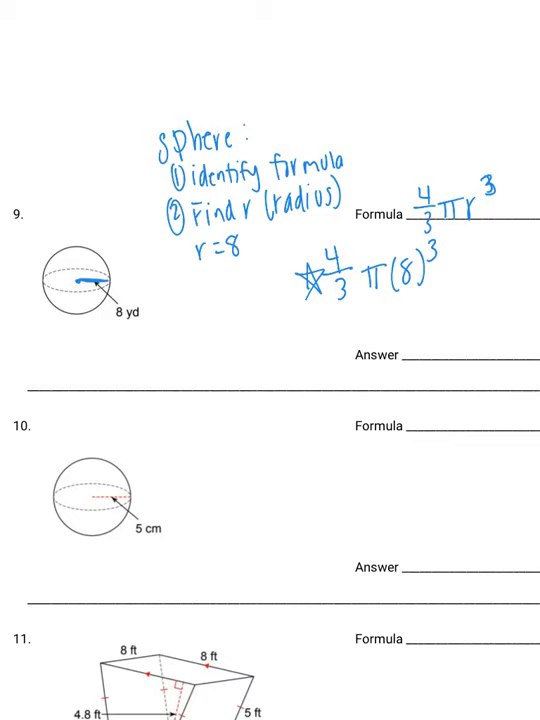Let me tell you what I got. I got my answer to be 2,144.66, and again, it's yards cubed. So if you have any issues putting that in your calculator, let me know. I will also show you guys how to use the calculator a little bit better during class today and tomorrow.